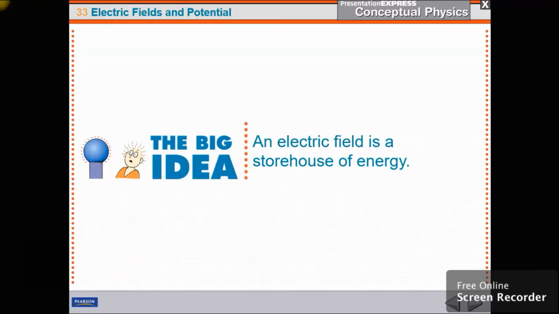So let's see if we can get through this first half of this chapter 33 in one fell swoop. I promise I'll be gentle. Okay.